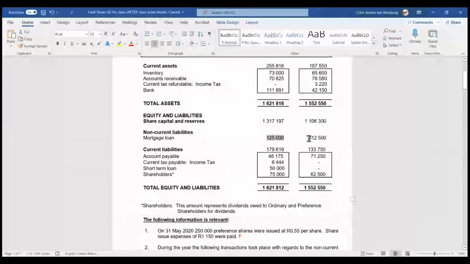How much? Now we know we can simply take 312,500 less 125,000, ladies and gents. What does that give us? If you can type for us, please. 187,500, and there seems to be consensus amongst all you lovely students. So I am pretty sure that you are 100% spot on. So 187,500 was repaid on that mortgage loan.